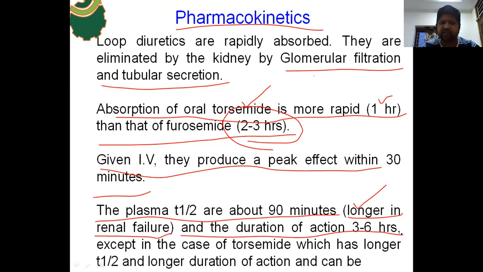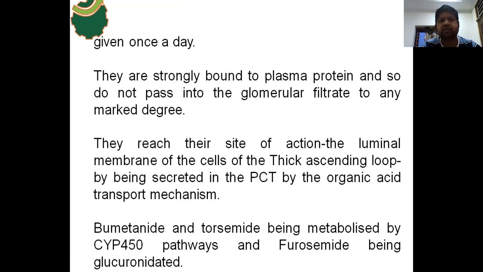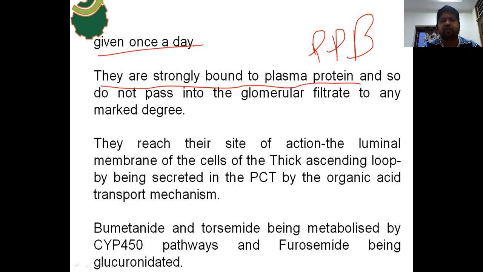And the duration of action. Duration of action is 3 to 6 hours, except in the case of torsemide, which has a longer half-life and longer duration of action. Torsemide has a longer duration of action when compared to other diuretics. That's why it can be given only once a day. Another important property of these diuretics is they are strongly bound to plasma protein. They have a strong plasma protein binding capacity, PPB, more than 70%, and so do not pass into the glomerular filtrate to any marked degree.